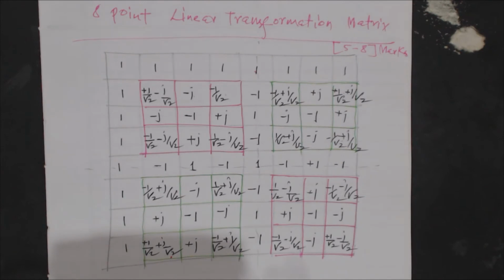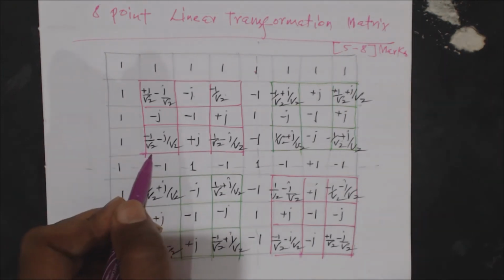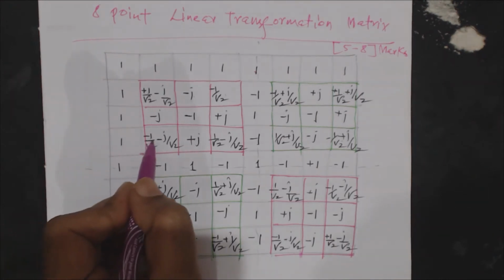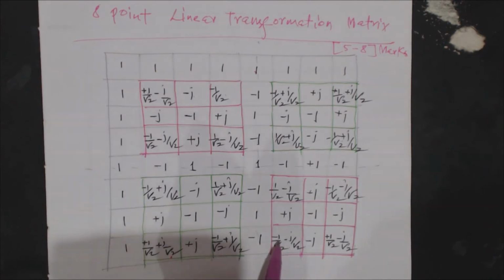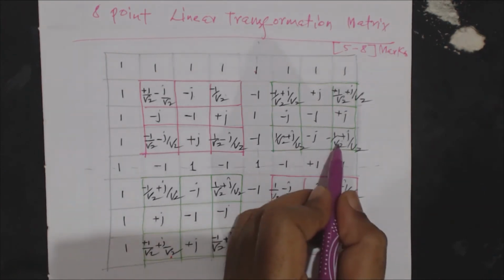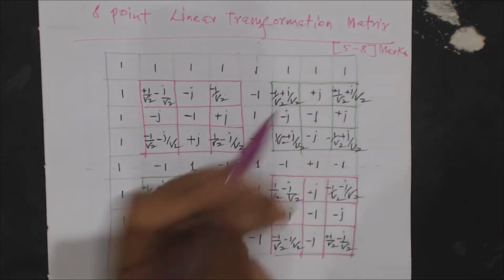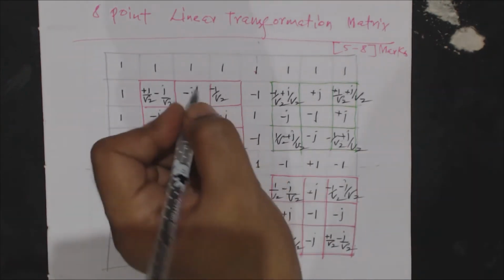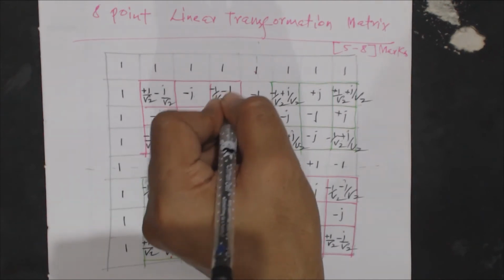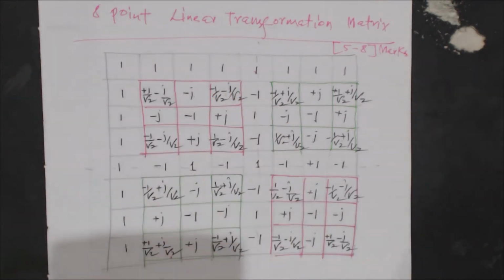Now it's time to fill up the inner cells, the inner corner points. How will you fill up all the inner corner points? Remember, in the inner cells, the real part should always be negative. So this is minus 1 by root 2, minus 1 by root 2, minus 1 by root 2, minus 1 by root 2. This is minus 1 by root 2, minus 1 by root 2. And this one is also j by root 2, minus j by root 2.